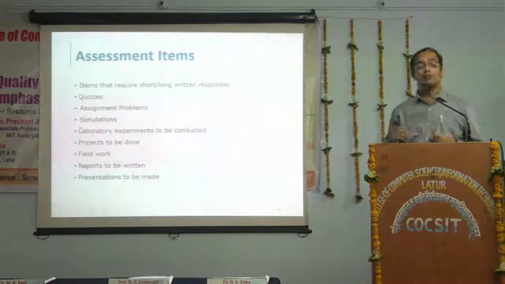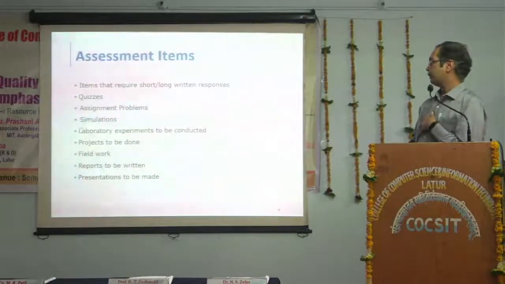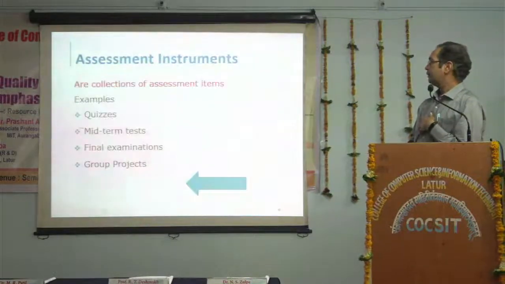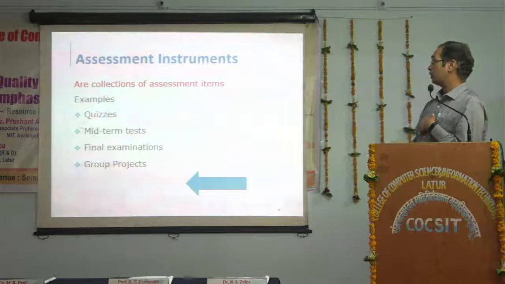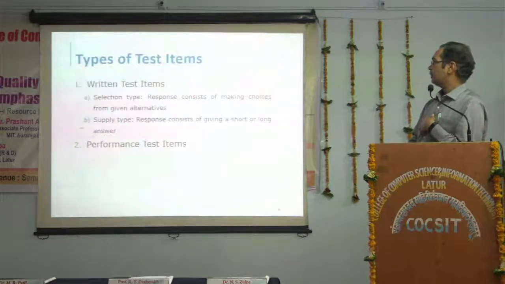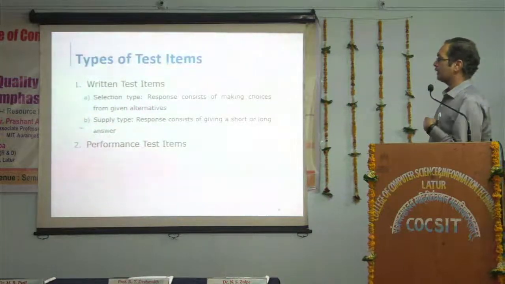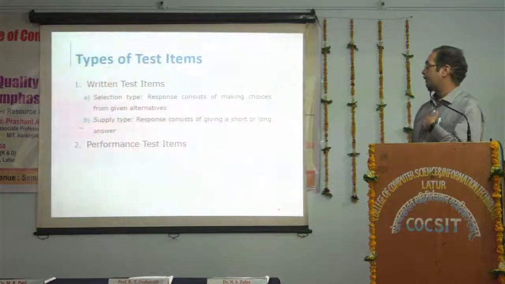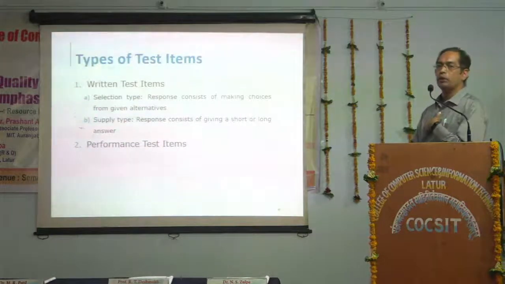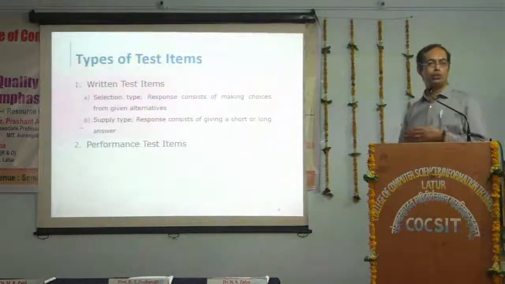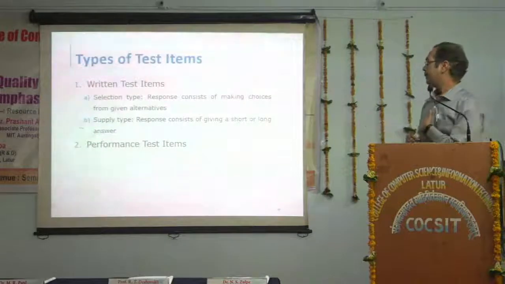So these are some assessment items we use. Yesterday also I had a discussion about that. These are some assessment instruments we can use, the collection of assessment items. Different types of test items are used. Like in the written test, you have the selection type, where the responses consist of making choices from the alternatives, like MCQs. So MCQs are the selection type.